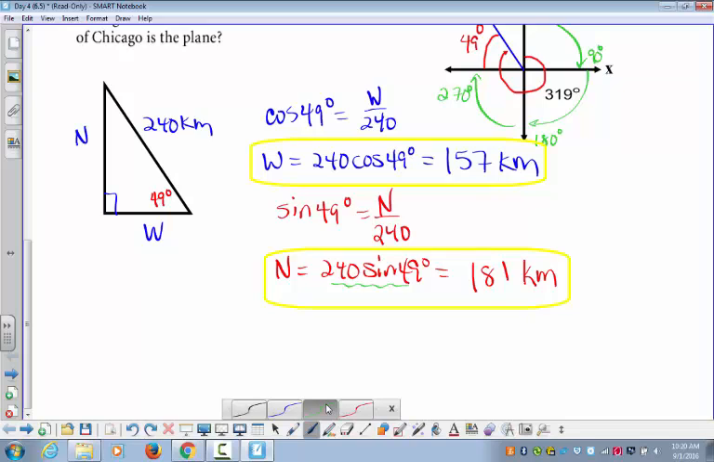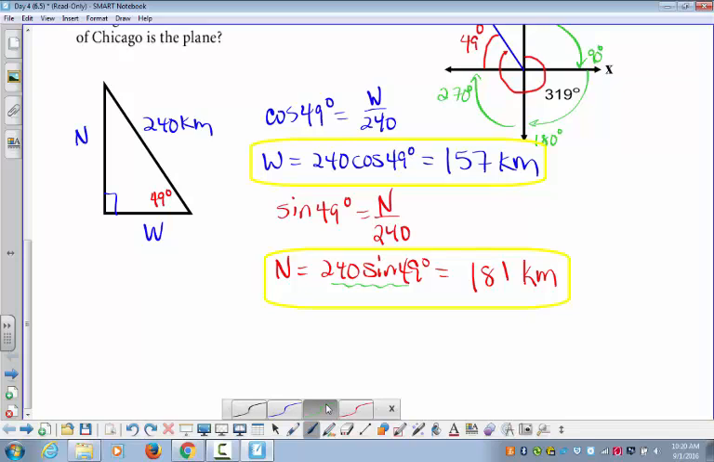Good question. Did the question just ask for north? It did just ask for north. Yeah, I'll ask you for both. It seems silly not to do both when we're trying to solve a triangle. Those are the two important directions when you're talking about a plane.